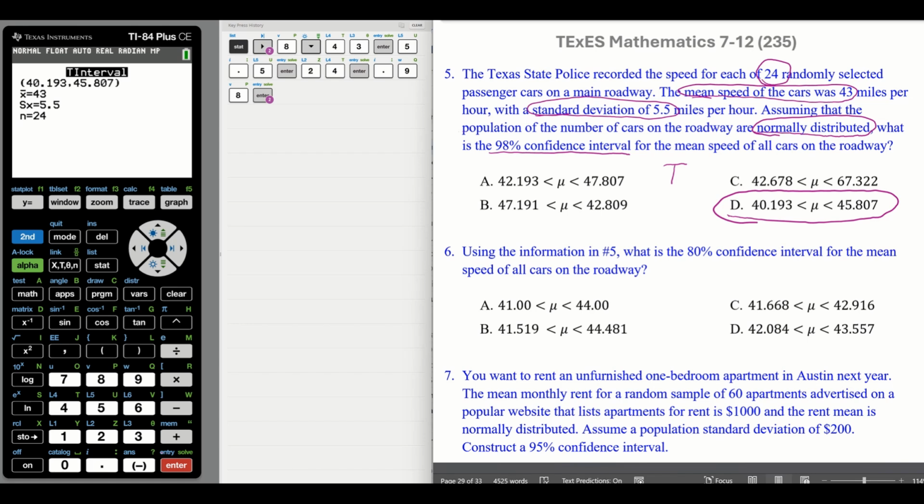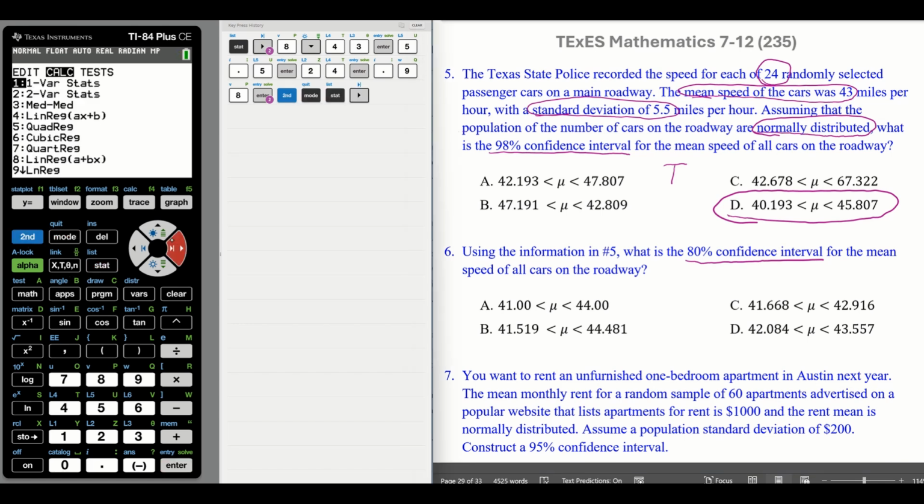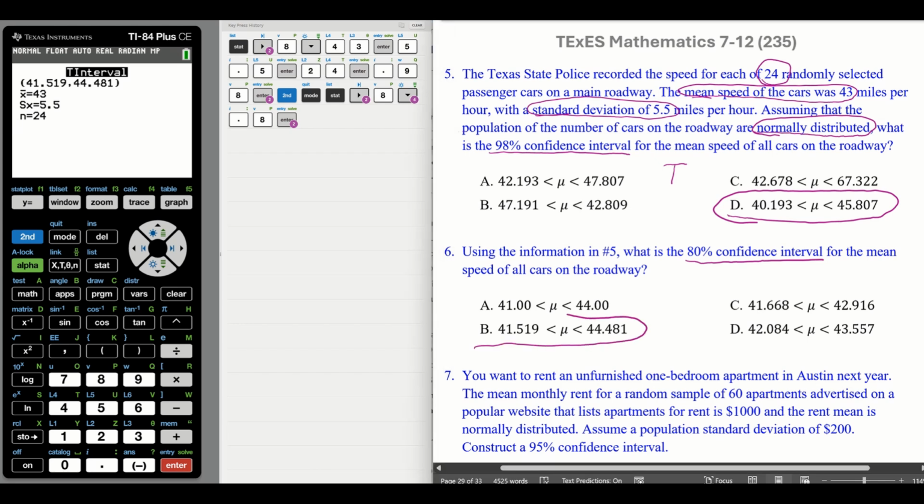Okay, number 6, using the information in number 5, what is the 80% confidence interval for the mean speed of all the cars on the roadway? Okay, well, we can back out, start over, go over 8. We have the same information until we get all the way down to the bottom. And we just put 0.8, and we enter, and we have 41. Looks like B will be the only option. C's kind of close, but no, not close enough. Not all the answers are close enough.